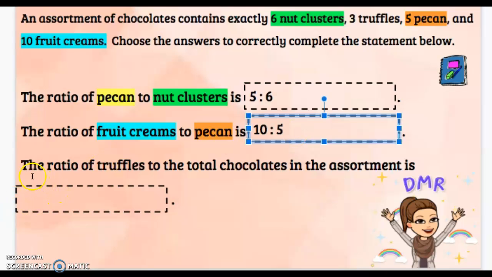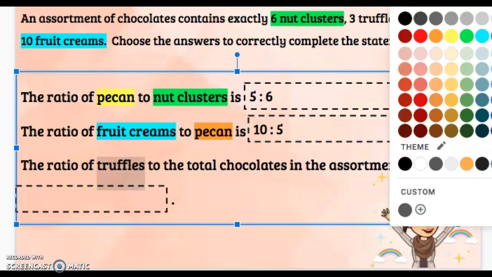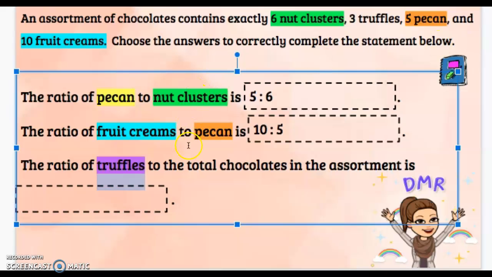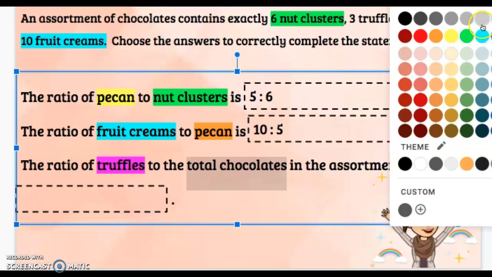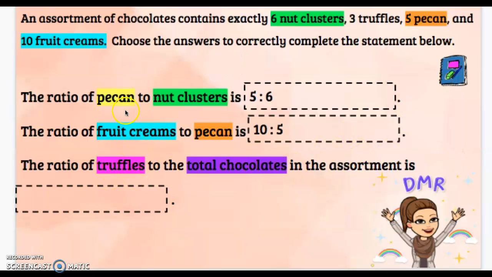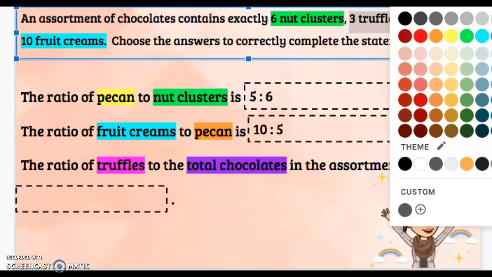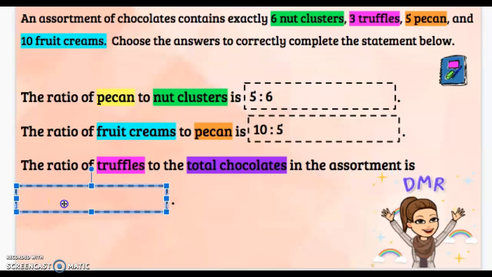Then they want to know the ratio of truffles to total chocolates in the assortment. Total chocolates. So truffles, 3 truffles, to how many total chocolates?